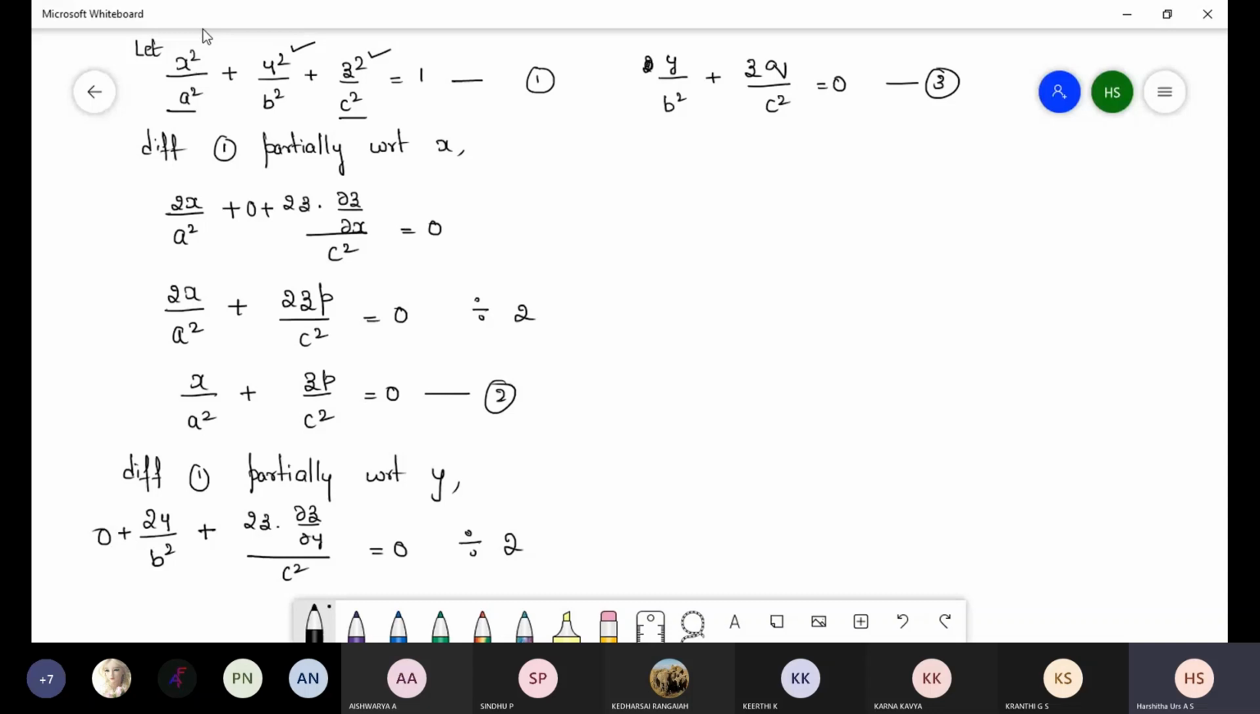From this also we are left with constants. In equation 2 we are left with a square and c square, and in equation 3 we are left with b square and c square. So what we have to do, once again we have to differentiate equation 2 partially with respect to x. So here what we get: differentiation of x is 1 divided by a square as it is, plus p by c square is a constant, I write as it is.